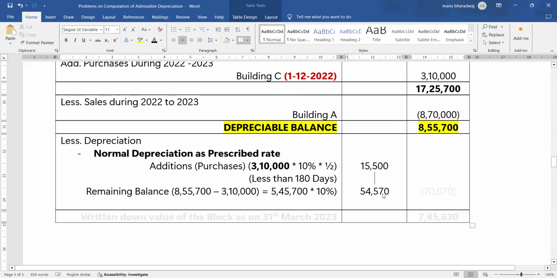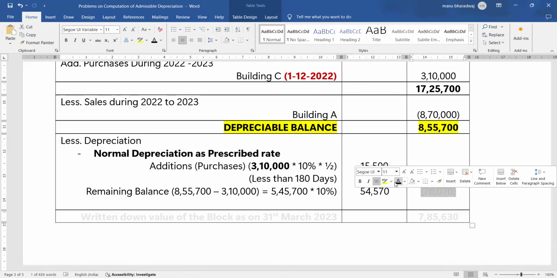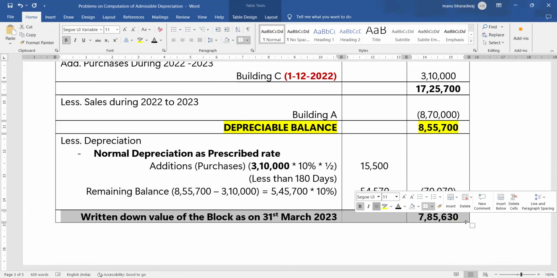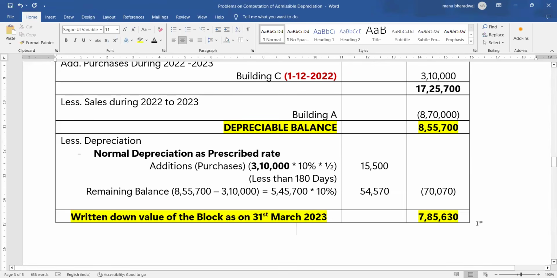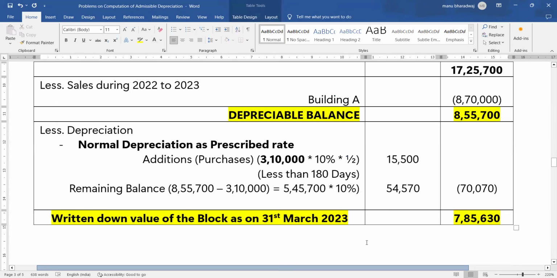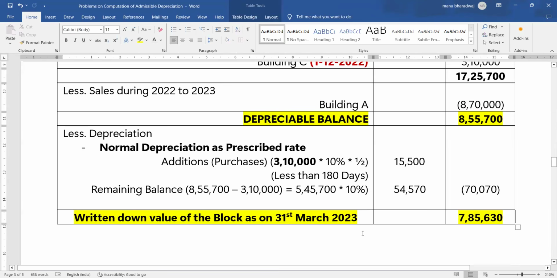So this is the total depreciation. Now add both of them. 15,500 plus 54,570. It will be 70,070. The total depreciation is 70,070. So from the depreciable balance, which is 8,55,700, remove the depreciation, that is 70,070 rupees. The remaining balance will be 7,85,630. So this is the written down value as on 31st March 2023.